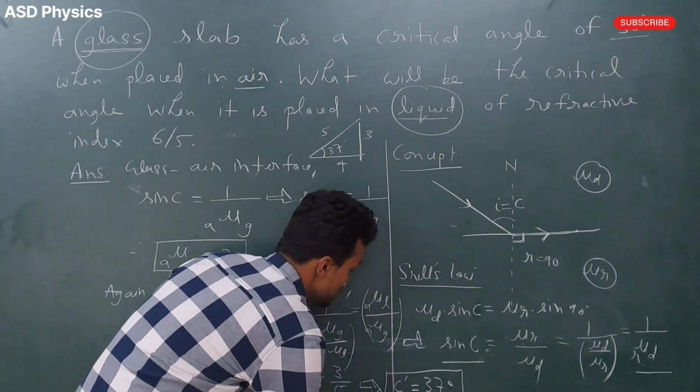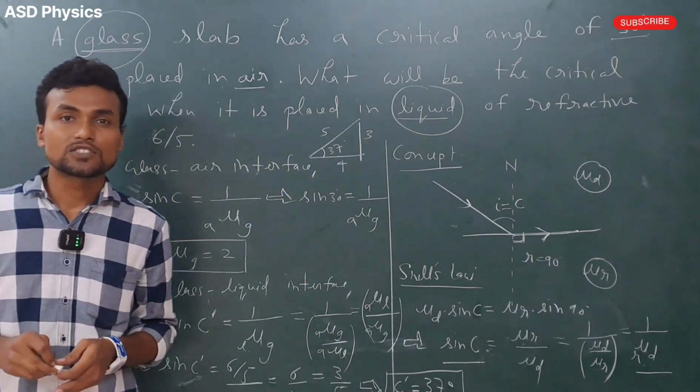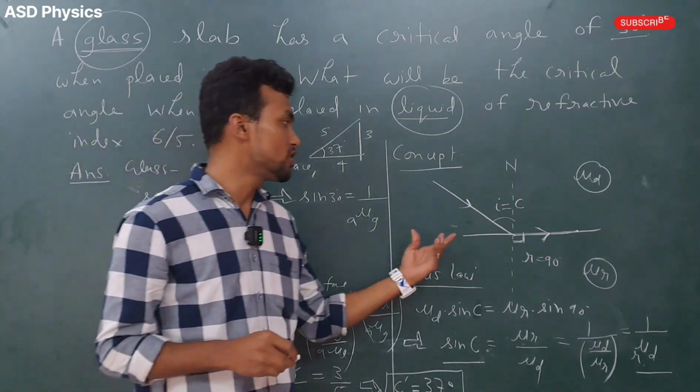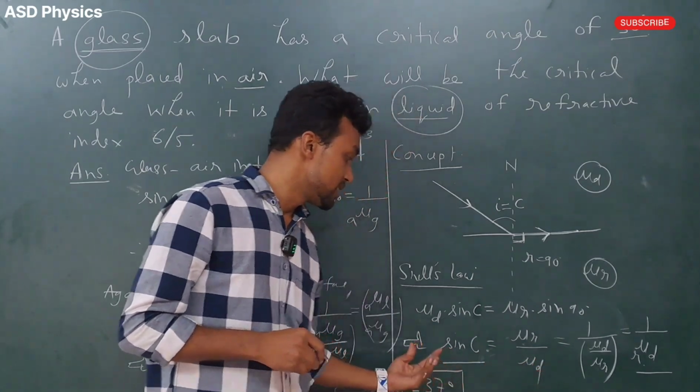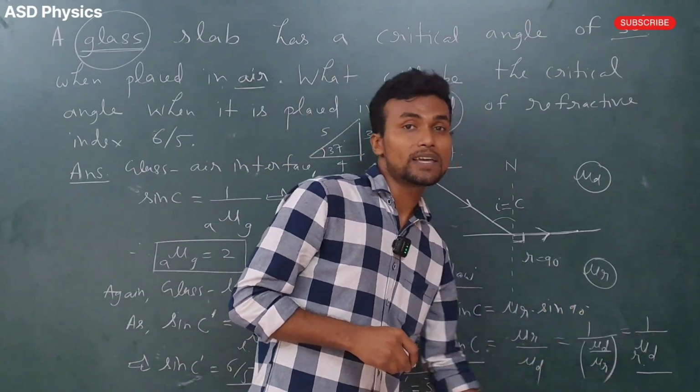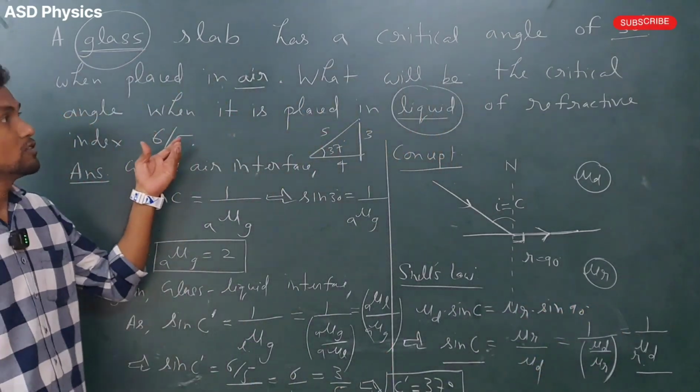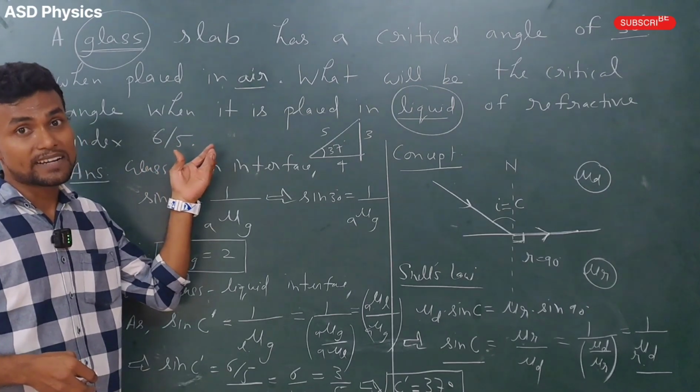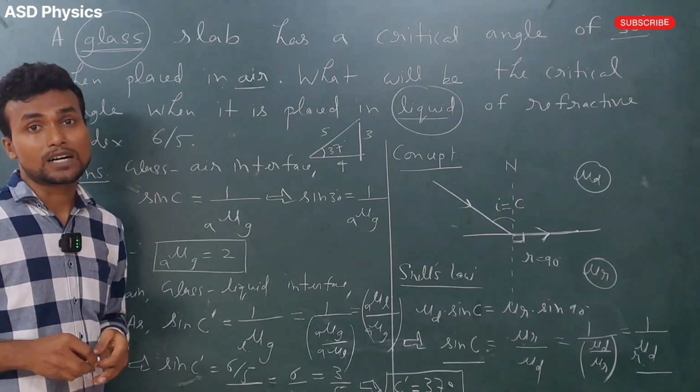37 degree. So my dear students, in this video we have learned the basic concept of the critical angle, and this formula sin C equal to 1 by mu we have used to solve one of the very important questions that has been asked in competitive exams and all.